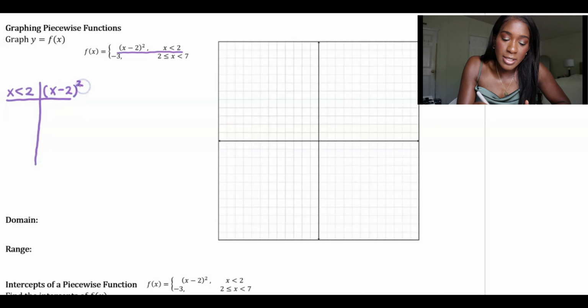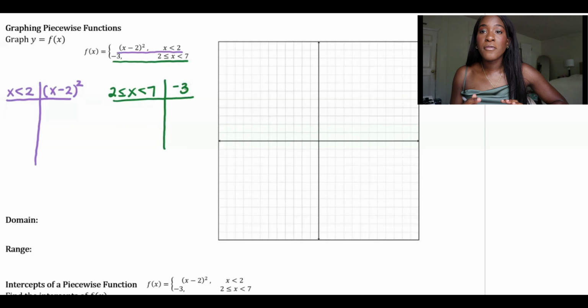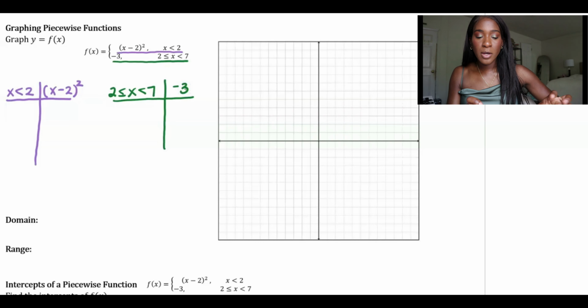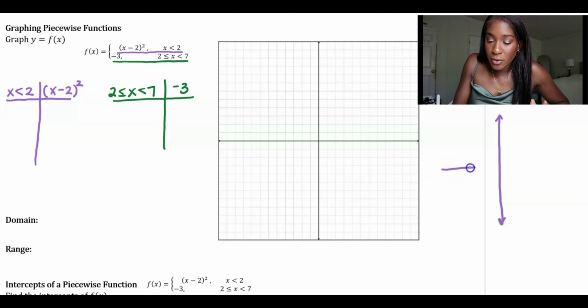And I'm also going to make a table for the second piece, negative 3. But for that piece, we have the restriction that x is greater than or equal to 2, but less than 7. And we're plugging into the function negative 3. Now, before we get started, I just want to talk about what those two graphs look like individually. If you are familiar with transformations, and if you need help with transformations, I have a video up that goes through some examples of transformations.